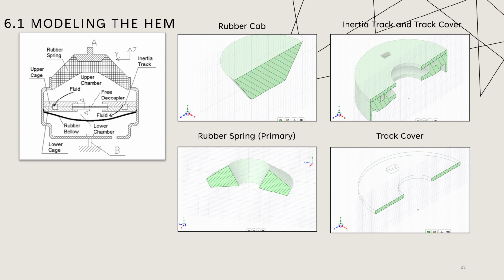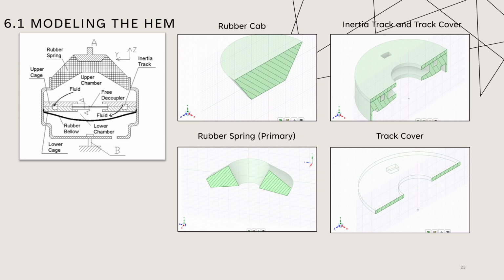Looking straight at the sketch on your left side, you're going to see a basic, typical hydraulic engine mount. There's a rubber spring on the top. You have the inertia track, the upper chamber, the decoupler, and the rubber bellow on the bottom. And outside of the hydraulic engine mount, you have the case, which I'll call a cover case, to cover all of the parts inside it, and it connects to the chassis also.